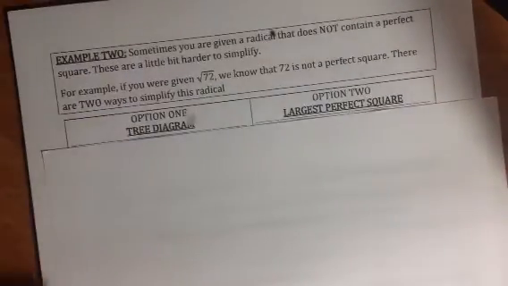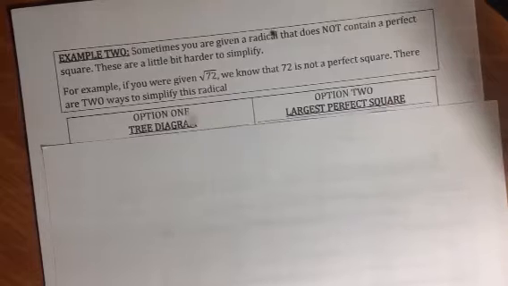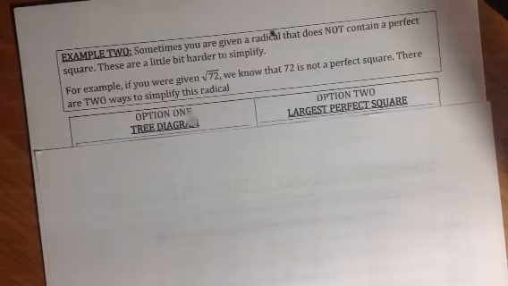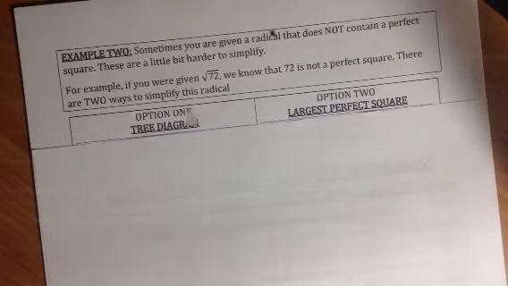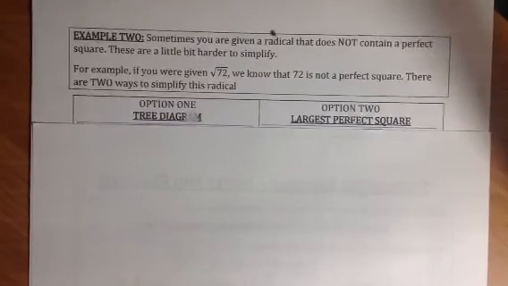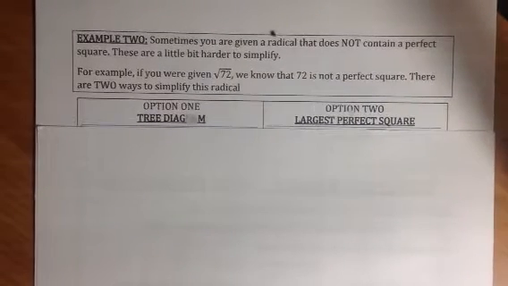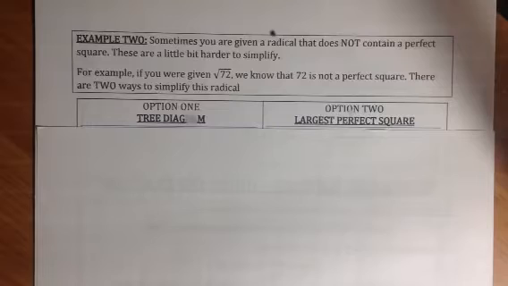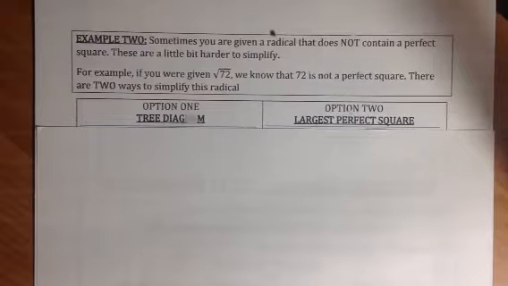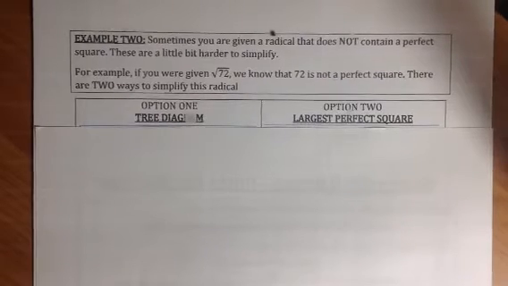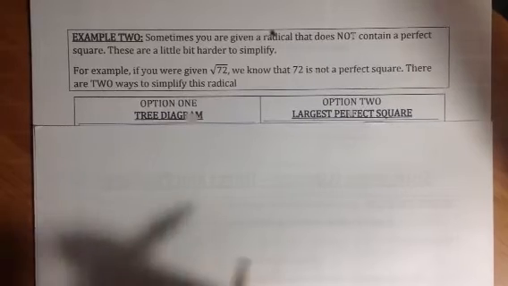Well, there's 2 methods. We're going to look at the tree diagram method, and then we'll look at the largest perfect square method. And the good thing about this is you'll be able to pick which one you like the best. Okay? So, for beginners, sometimes the tree diagram is the easiest way to approach this problem. You need to find the factors of the number in the radical. You keep finding factors until you reach a prime number. So let's see what that really means.